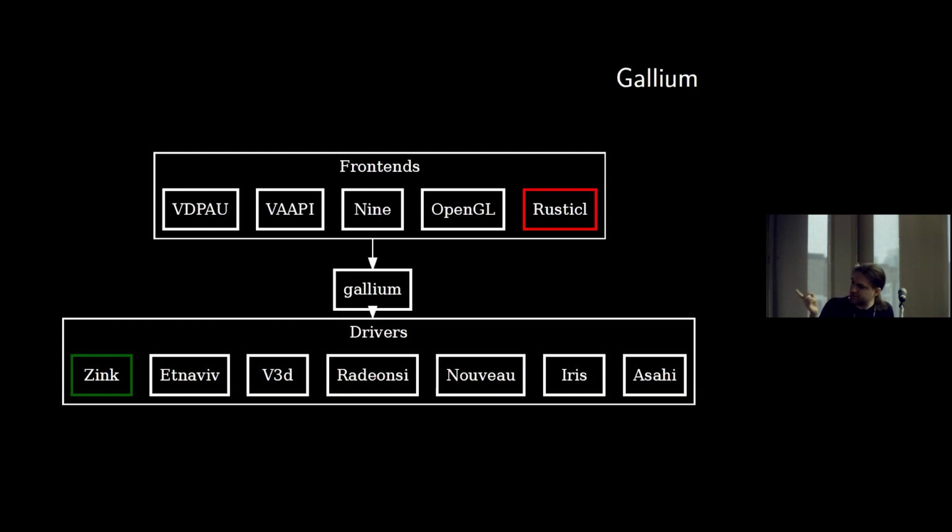V3D is the driver for the Raspberry Pi GPUs. I have a prototype for this, which kind of works. So OpenCL on Raspberry Pis is possible with Rusticl. There are just a couple of kernel bugs which we still have to figure out in the community.